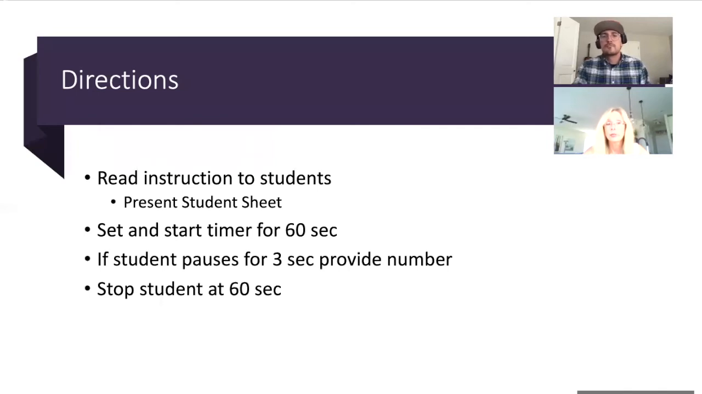And our directions for this are very similar to our last. You're going to read your instructions to your student, present them with their student sheet, set the start timer for 60 seconds. If they pause for 3 seconds, provide them the numbers so that they can continue to move on, and then stop the student at 60 seconds.